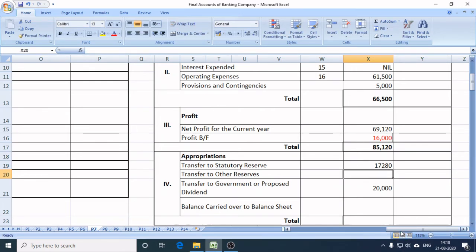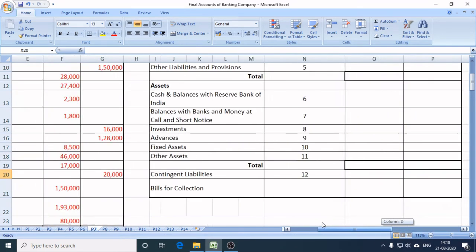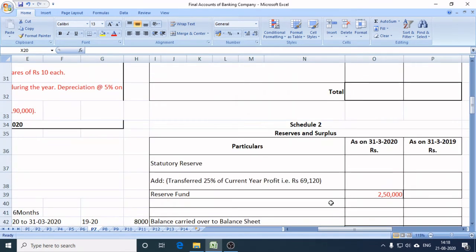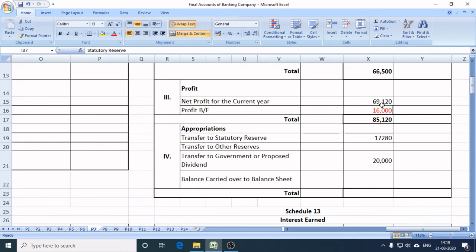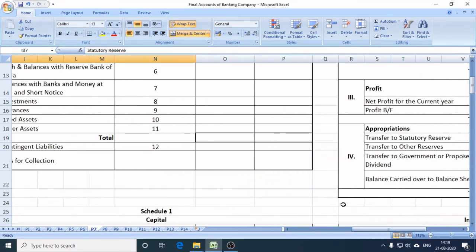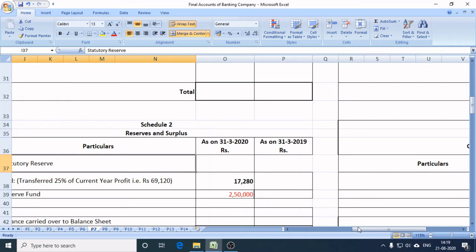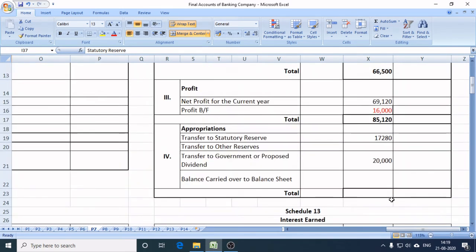So let's transfer first this figure 17,280 in schedule number 2. 17,280, which is 25% of current year profit, that is 69,120. So look here, current year profit is 69,120. 25% is, as per section 17, 17,280. Okay, now let's close the appropriation part.